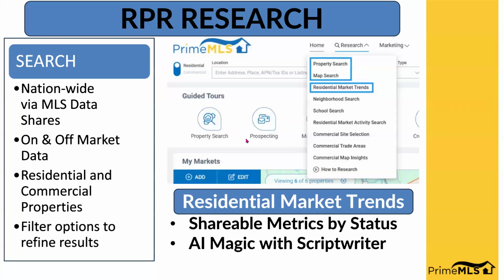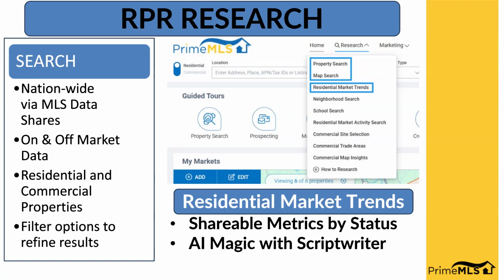So let's go ahead and give a brief overview about what we'll be going into today with RPR. We're going to give you an overview of all the information that is available to you in RPR, and it is extensive. We're primarily going to focus under the research button in RPR, and that means we're going to be talking about property searching, map searching, and also residential market trends. That's where that AI magic comes into play with RPR.